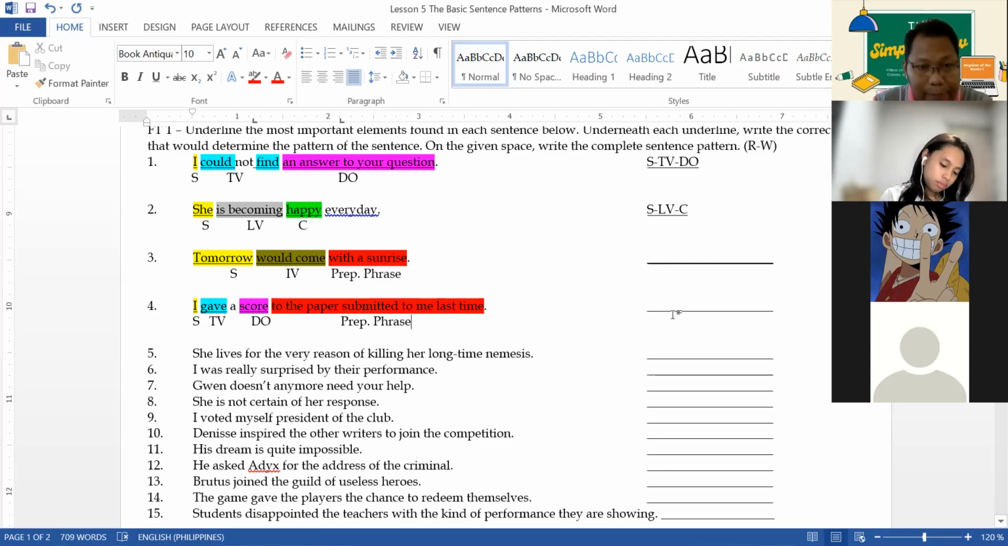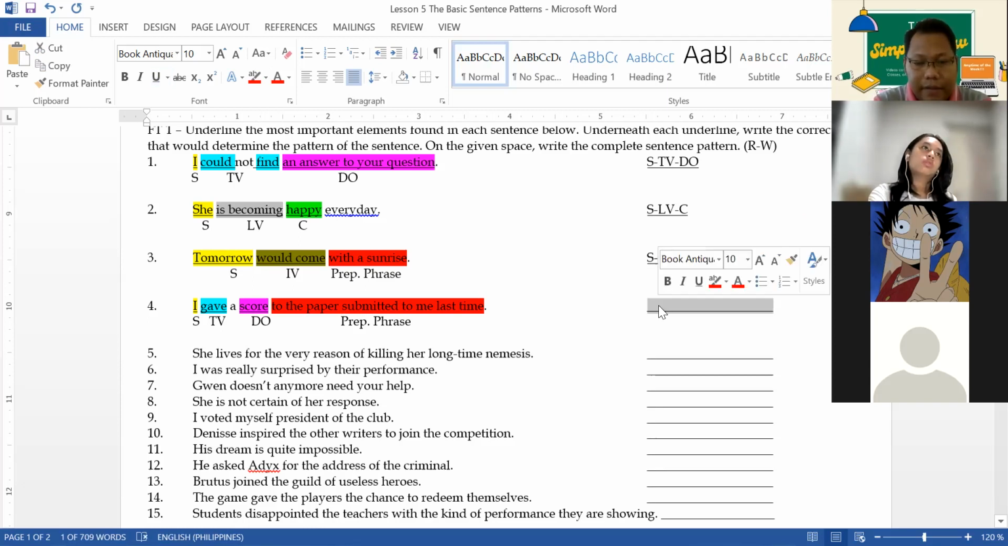And you know what we do with prepositional phrases? We can just take them out. I forgot to identify this. This is supposed to be SIV. This one is SVDO.